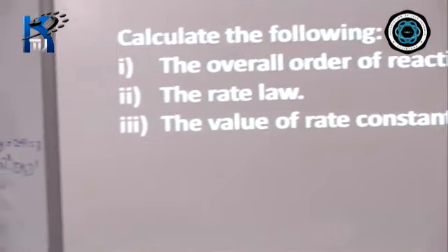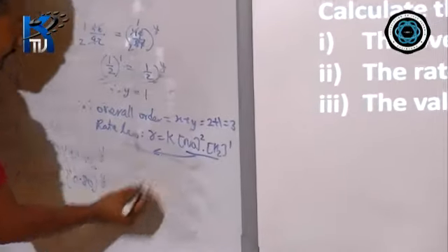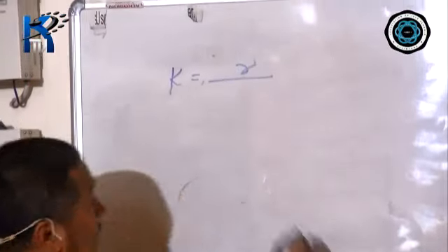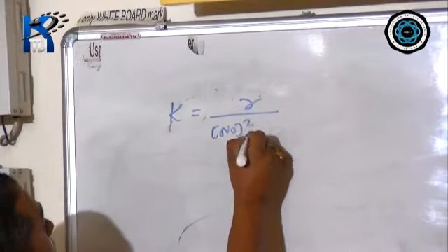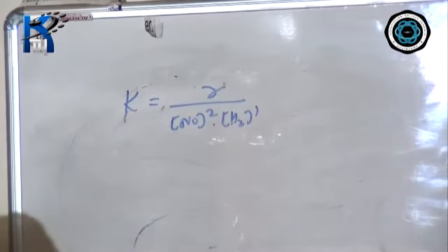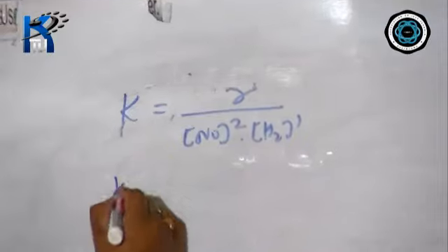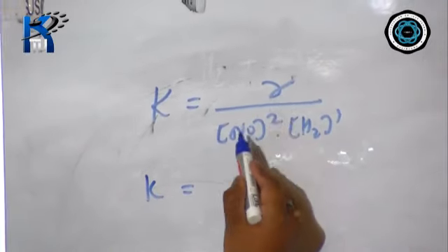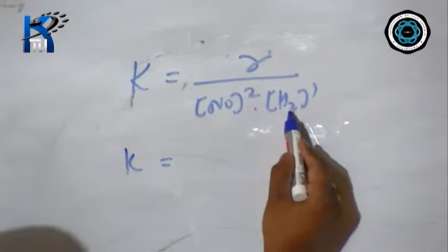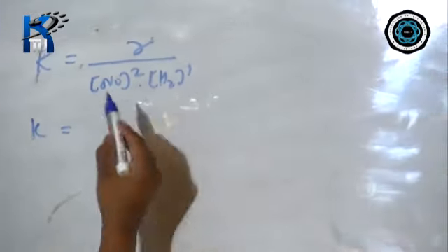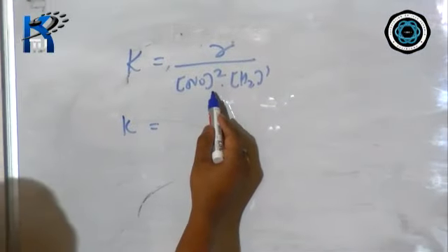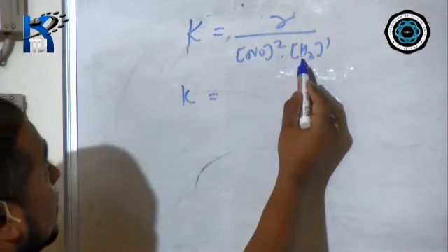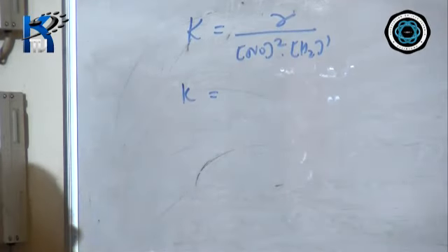So students, to find the value of rate constant, now what you have to do is bring these two down. As a result, k is equal to R upon NO square into H2 to the power of 1. Now in order to get the value of rate constant, students, you can put the value of R, concentration of NO and H2 from any experiment, but all has to be from the same experiment. I repeat again, you have to put the value of R, NO and H2 from any experiment, but all three have to be from the same experiment.